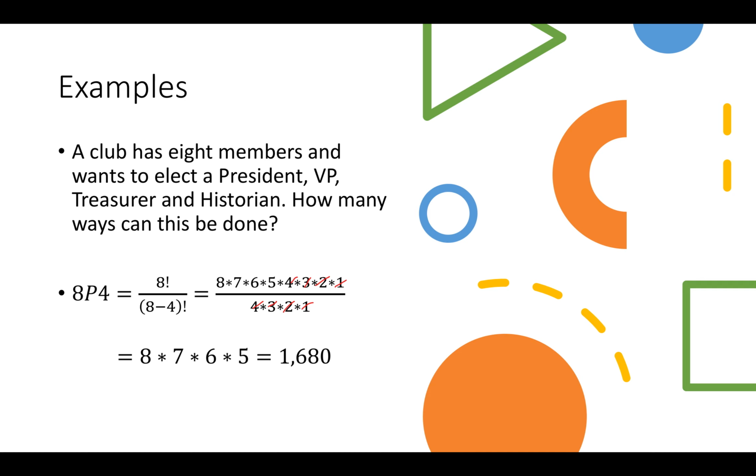But notice, most of it's going to cancel out. That's always going to happen. I write out all the factorials, I cancel as much as possible, I multiply what's left. 8 times 7 times 6 times 5, 1,680 choices. Again, this is definitely not one I'd want to write out every possibility. Again, 8P4, if I put it into the calculator, in a couple seconds the 1680 is going to come out pretty quickly.